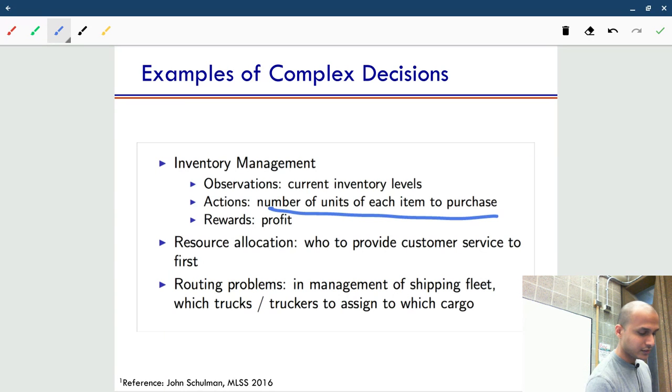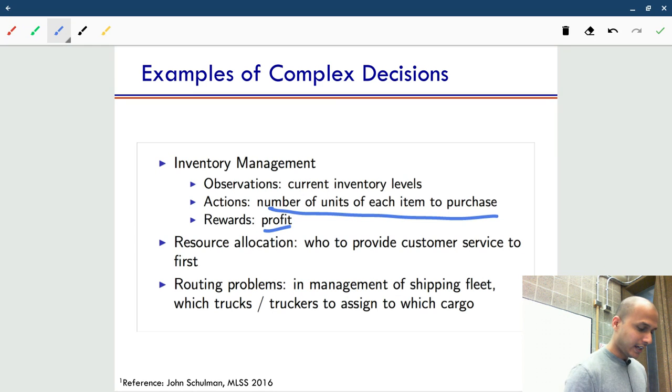And then you order some number of units, and then you see how many things got sold. And hopefully the reward is the things that you sold, and the cost was the cost of ordering those items. So you spend some money, and the margin difference is probably your profit.